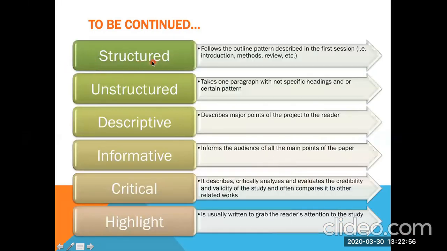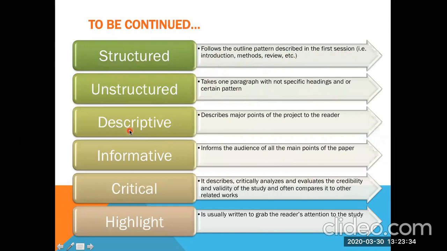The structured abstracts follow the outline pattern described in the first session. That's to say, it follows a rigorous line of formatting by including introduction, methods, review, etc. While the unstructured abstracts take one paragraph with no specific headings or certain pattern. So as you can see, there is a kind of difference between these two types of abstract.